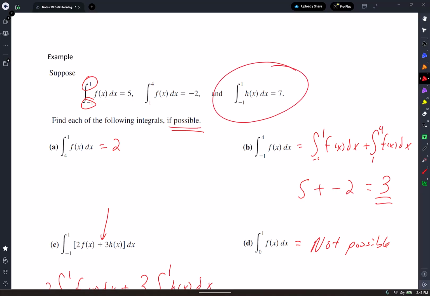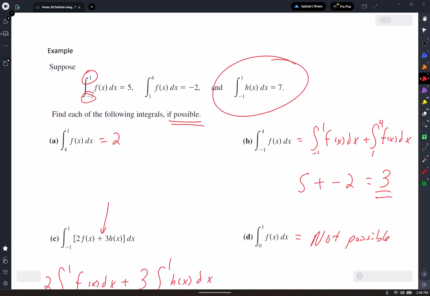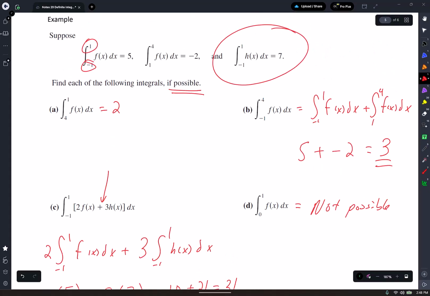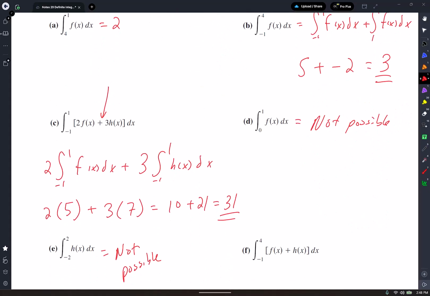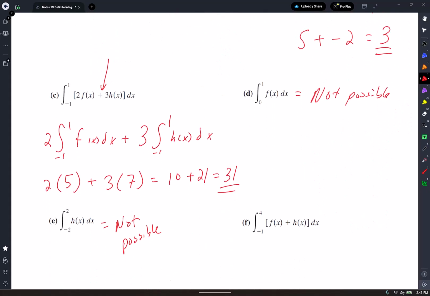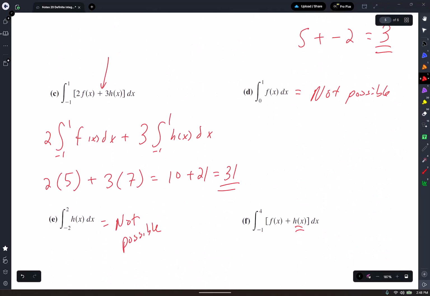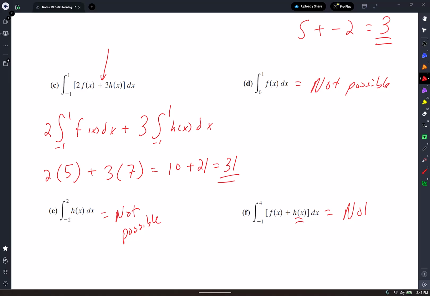Well, for h of x, we only know between negative 1 and 1. Negative 2 is outside the range, or I guess outside the domain technically. Does that make sense? Not possible. Negative 1 to 4. Do I have enough for the h of x? No, we only know from negative 1 to 1 for h of x. Again, this one is?